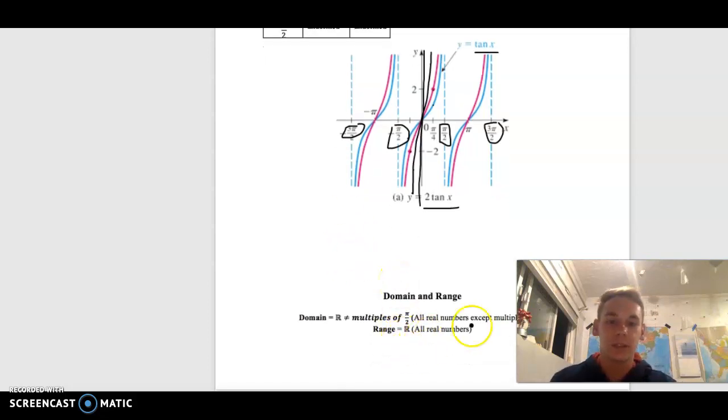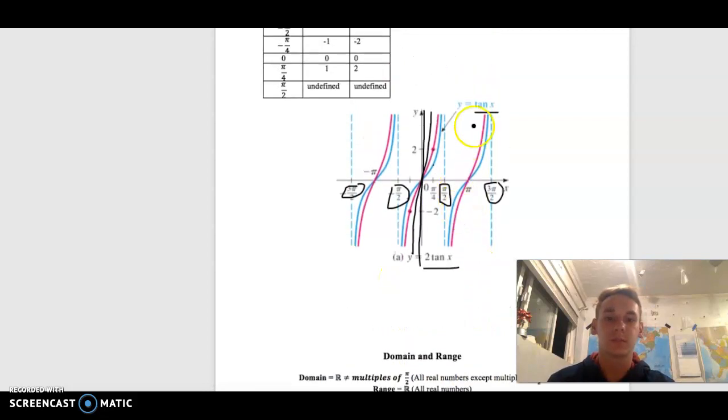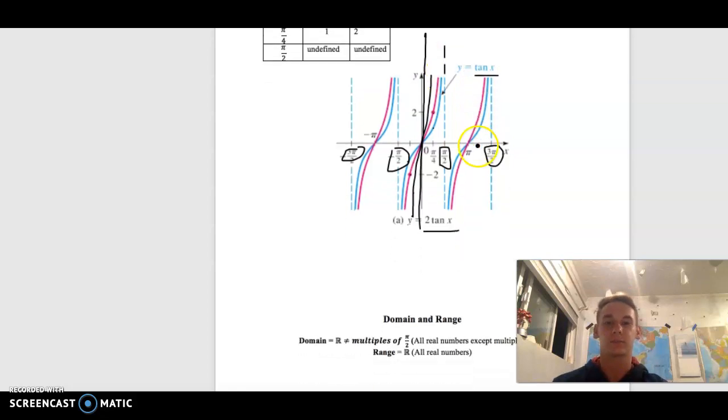And the range is all real numbers. Because as you can see, as I showed you right here, it'll keep going up forever and ever, but it'll never touch this dotted line right here. It will never intersect the dotted line. And go all the way down here too, and it will never intersect the dotted line right here.